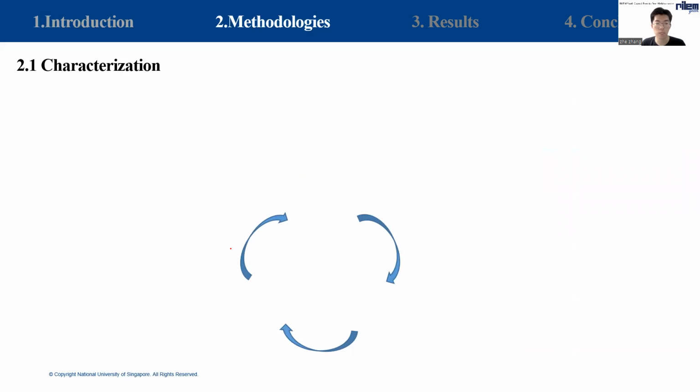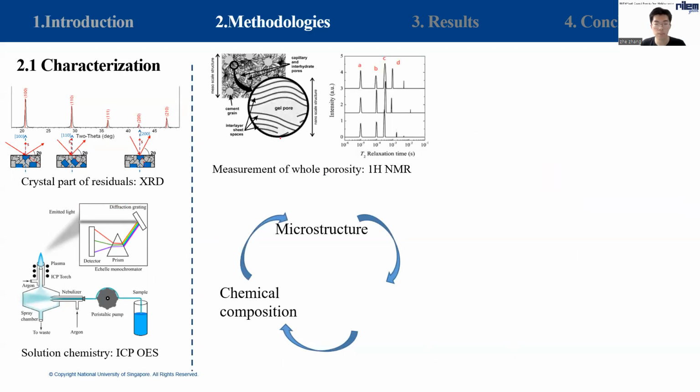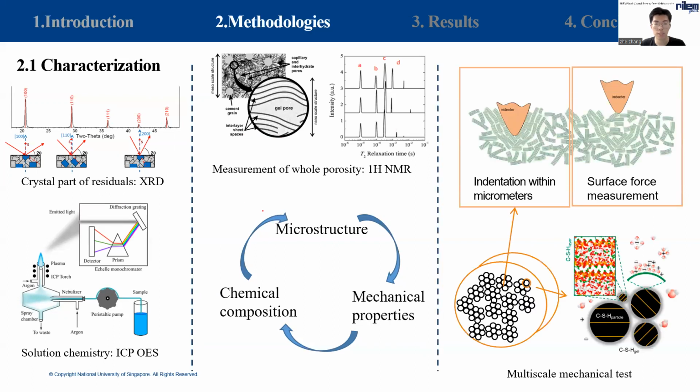The various characterization techniques, including XRD and ICP, provide information on the chemical composition of CSH. Proton NMR gives the porosity. The multiscale strength testing techniques, including hardness and atomic force microscopy, provide a chance to explore the relationship among these three aspects.